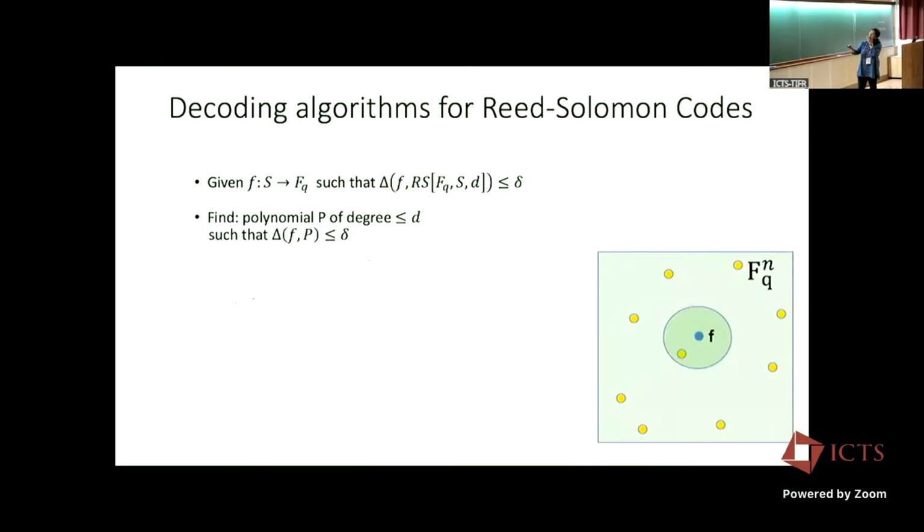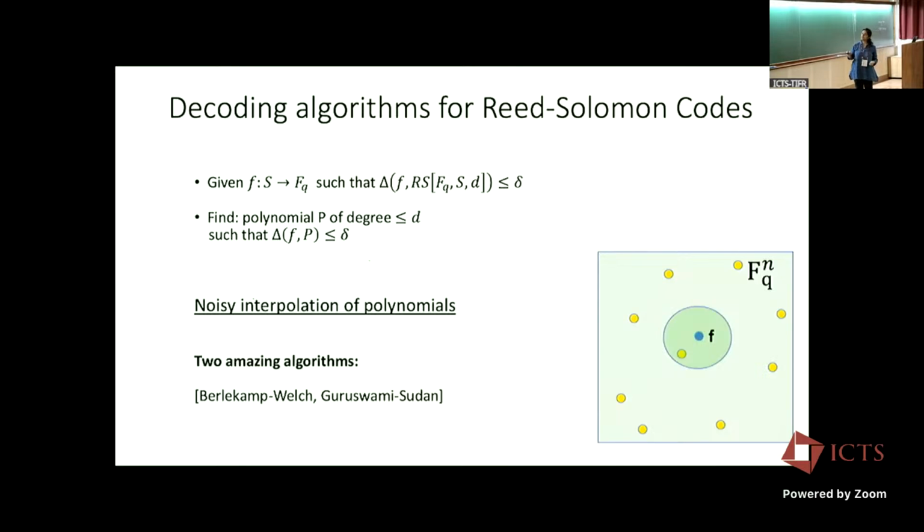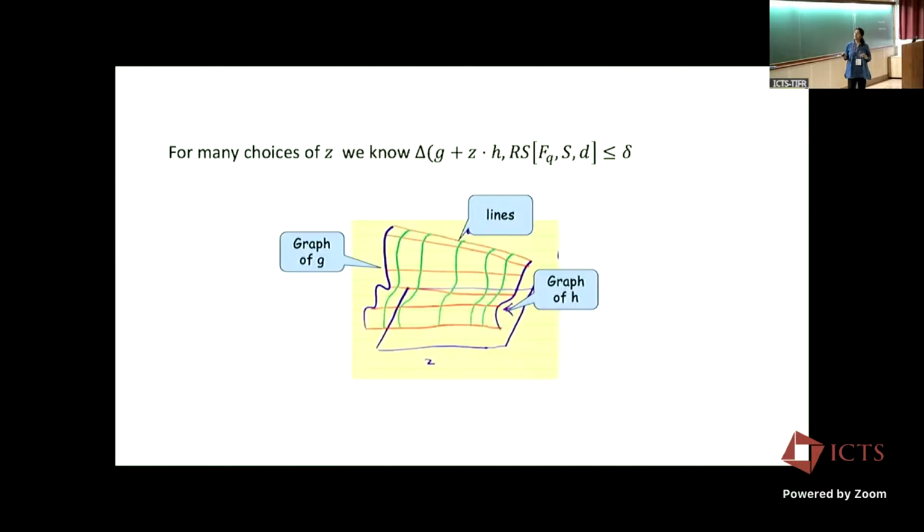This is something everybody knows. Decoding of Reed-Solomon codes is just noisy interpolation of polynomials, and the Berlekamp-Welch and Guruswami-Sudan algorithms, a lot of you might have seen the details of these last week itself. These are going to be key players in the analysis. Let me focus on the Berlekamp-Welch algorithm to illustrate the proofs. At a high level, it's the same reasoning which goes into analyzing the Guruswami-Sudan algorithm, but there are more details there. So for now, let's focus on the Berlekamp-Welch algorithm.